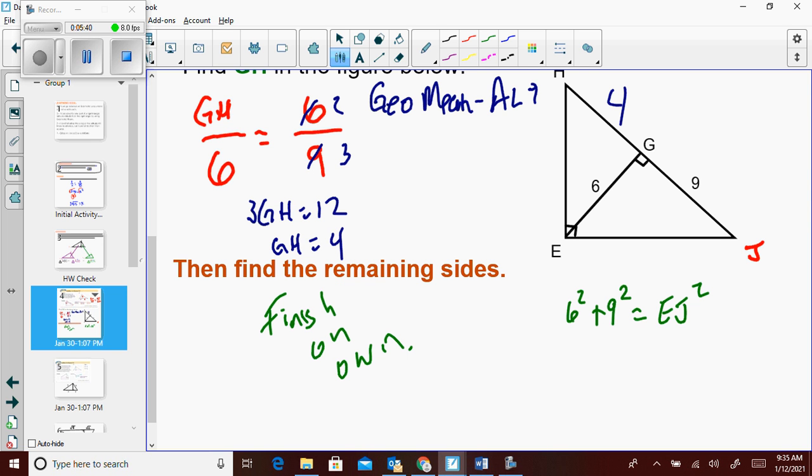Just practicing your Pythagorean theorem, that's it. The main thing here is to know that if I have the altitude, it's the geometric mean of the two parts of the hypotenuse. Okay.